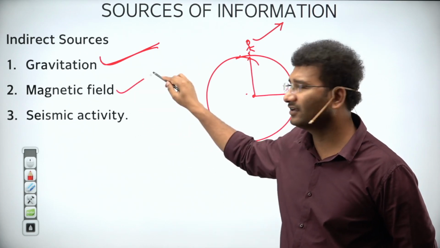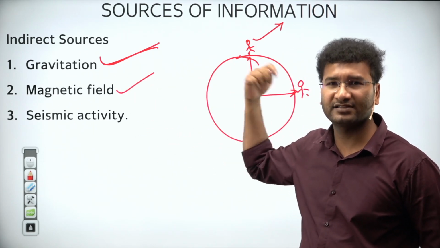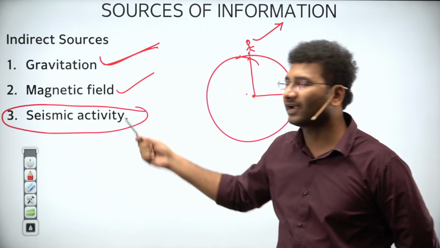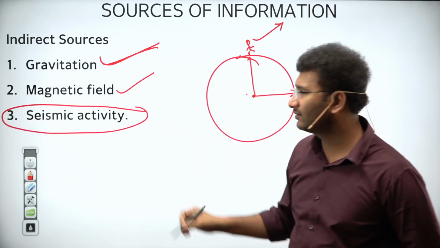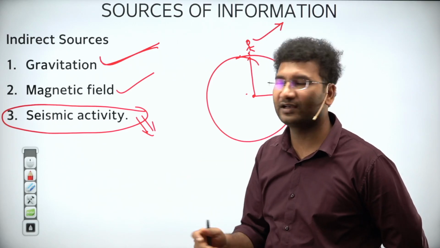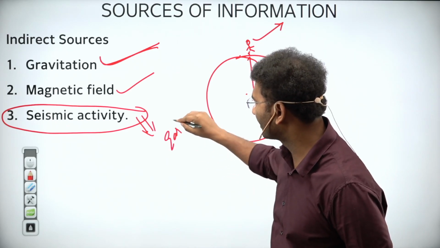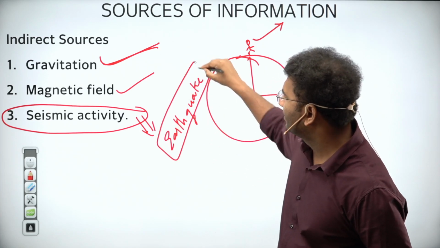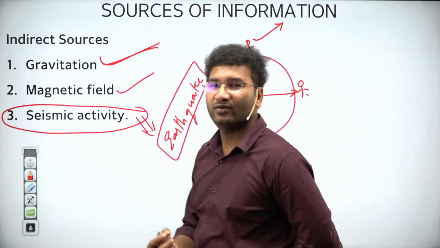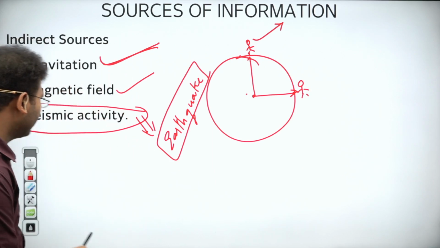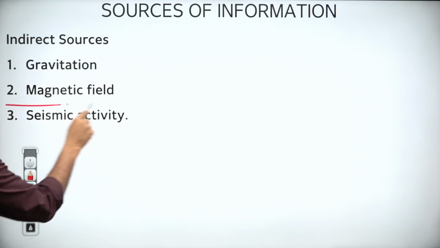Next is magnetic field. I'll explain about the magnetic field in some time, but the most important source is the seismic activity. Now what do you mean by seismic activity? It is about the vigorous shaking of the earth, which we also call an earthquake. Because of this earthquake, we got to know what are the layers which are present in the interior of the earth.